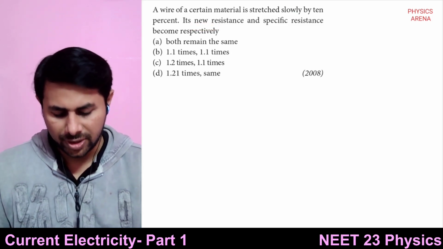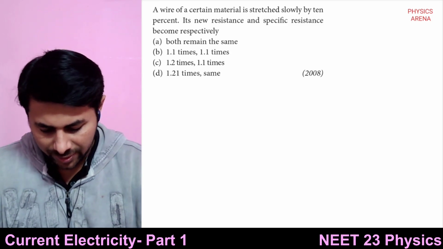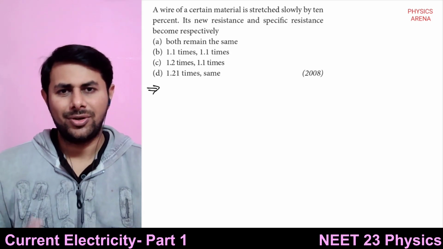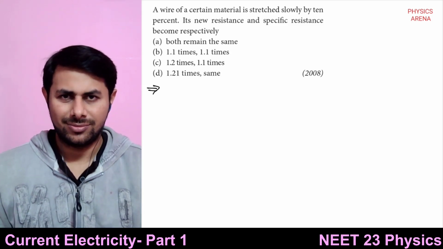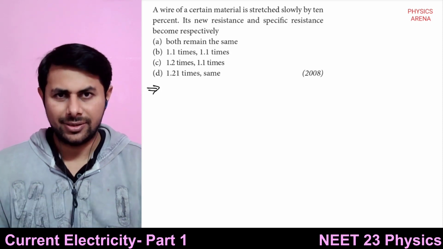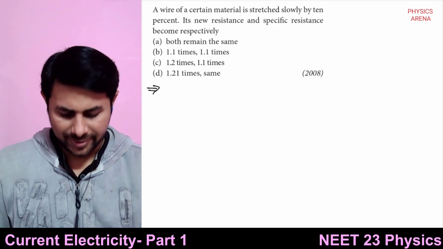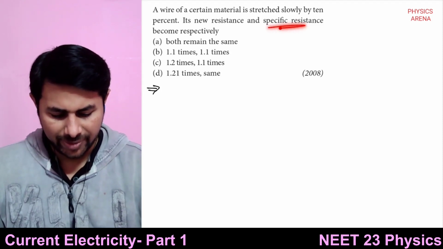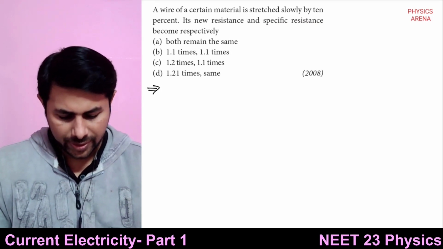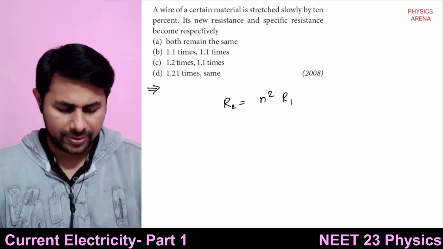Next question: a wire of certain material is stretched slowly by 10%. Its new resistance and specific resistance become respectively? Can you tell? It will remain constant, right? You're not changing the material, you're just changing the length. You're not changing the temperature either. So the specific resistance will remain the same.